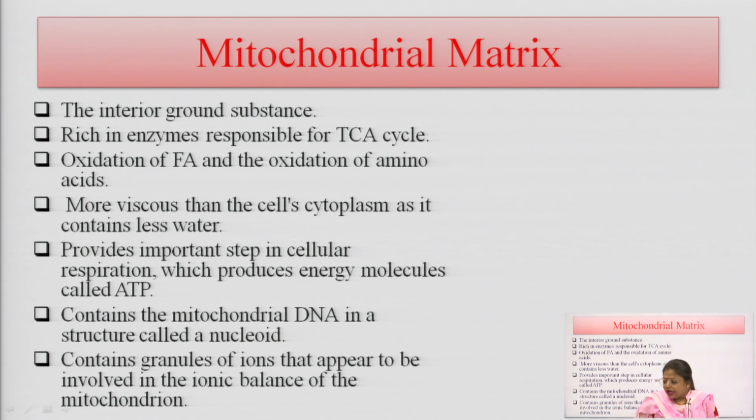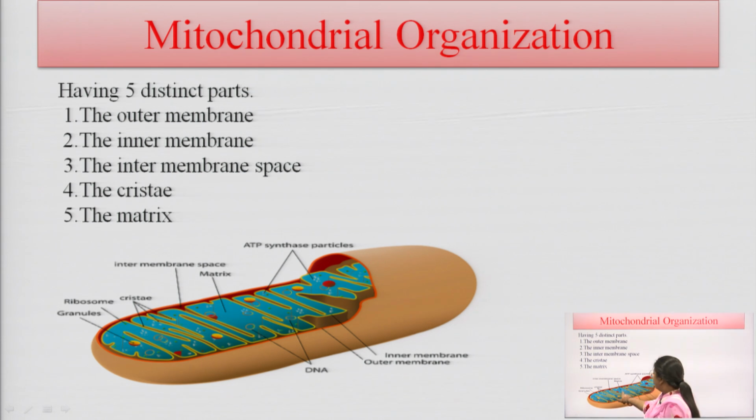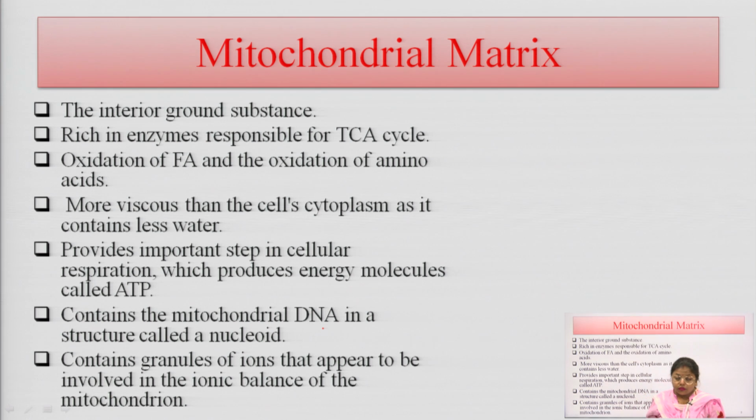The mitochondrial matrix is the interior ground substance, and it is full of enzymes responsible for the TCA cycle and for the formation of different pathways. It is more viscous than the cell cytoplasm and has less water in its structure. It provides a very important step in cellular respiration, because the mitochondrial matrix is helpful for the formation of ATPs with the help of high free energy.